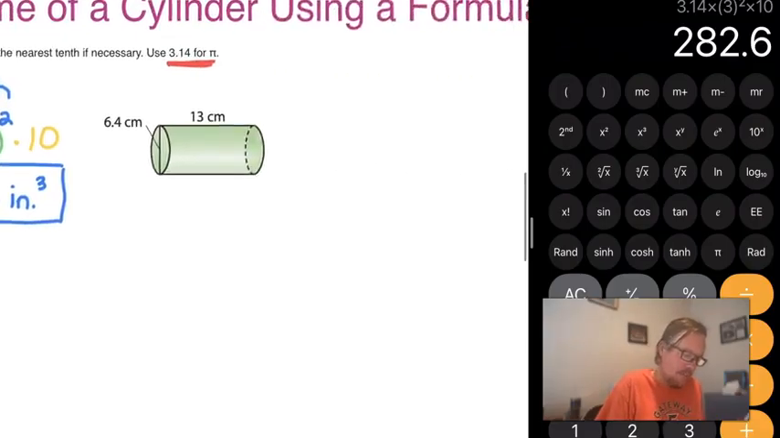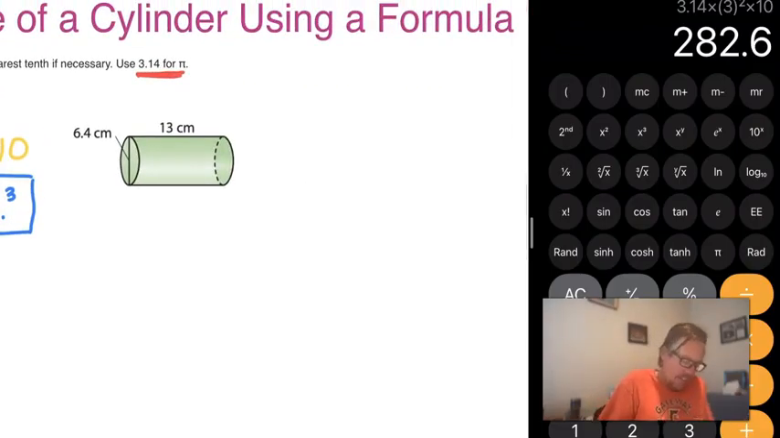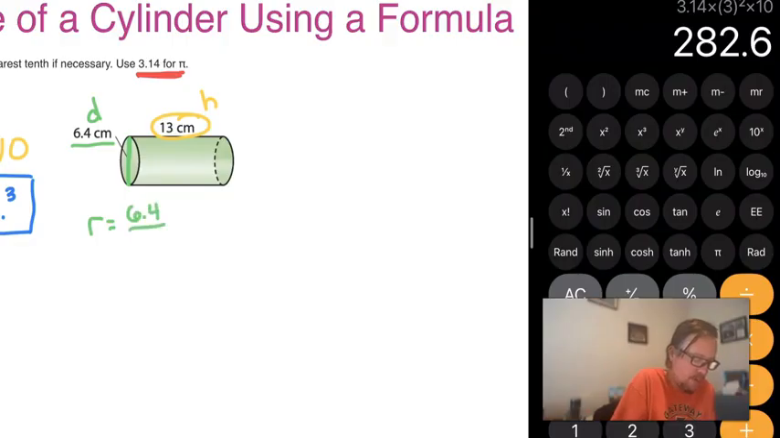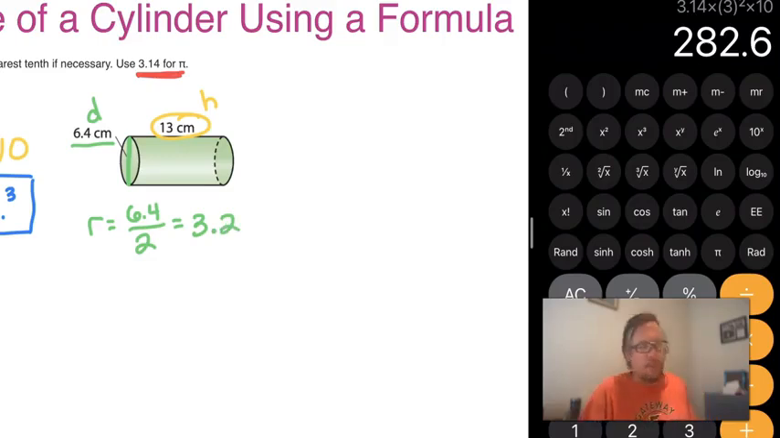Okay, let's try another one. So this one, we are given the height, and let's stick with our color scheme and do height in yellow. That's going to be our height. We are not given the radius. You can see that the line right here for that 6.4 is going all the way across. So 6.4 is actually the diameter. The diameter is the entire distance across. We just want the radius. And hopefully you recall that radius is half of the diameter. So the radius is going to be half of 6.4, 6.4 divided by 2, which is 3.2.